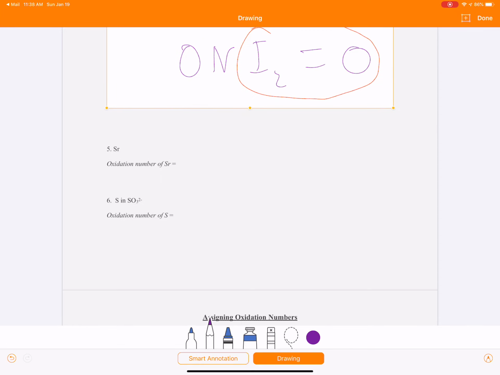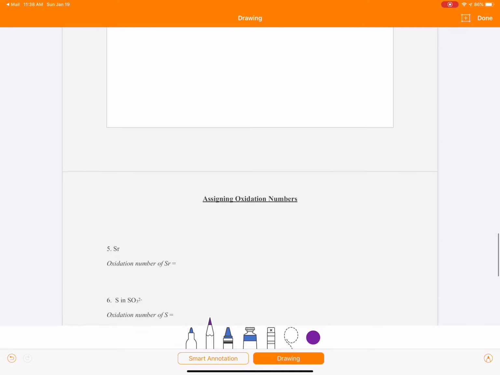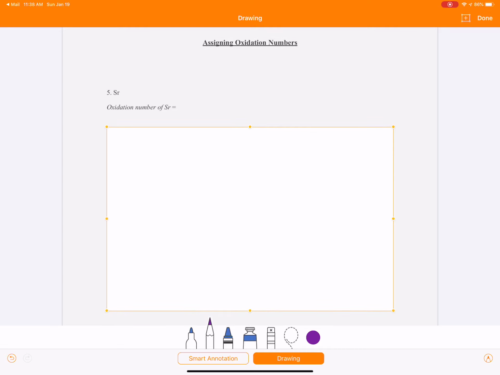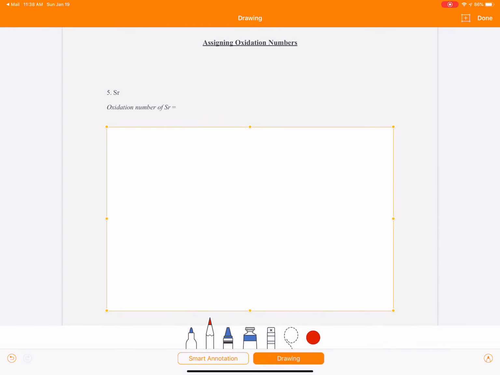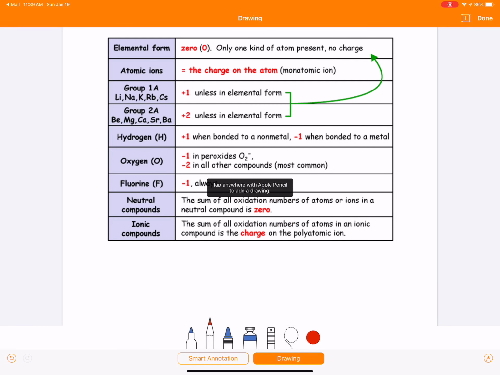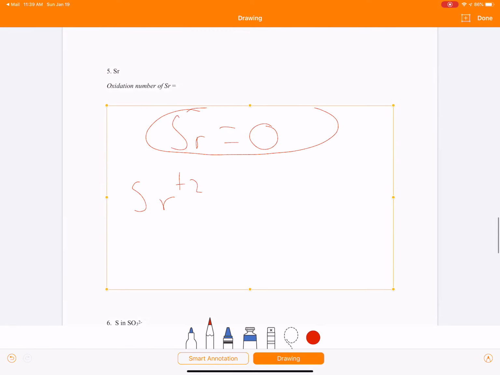Okay. Now we're given strontium in its elemental form. That's also another rule. It said that group 1 and 2 metals, when in their elemental form, have an oxidation number of 0. So don't be tricked and say, well, strontium's a group 2 metal and has a +2 charge. That's right, but its oxidation number is 0 because oxidation number rules say that elements in their elemental form, group 1 and group 2, are 0.